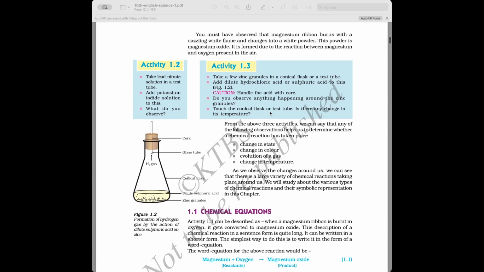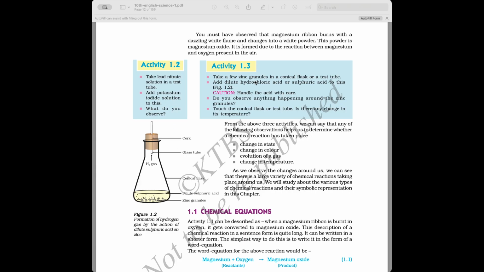So let's read on. From the above three activities, we can say that any of the following observations help us to determine whether a chemical reaction has taken place. Obviously, when we add lead nitrate solution to potassium iodide solution, a chemical reaction takes place. There will be a change in state, a change in color of the solution, there might be an evolution of gas, and there will also be a change in temperature. So that's the activity which needs to be done.